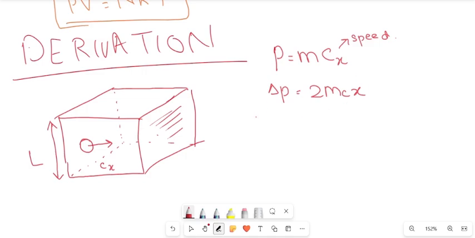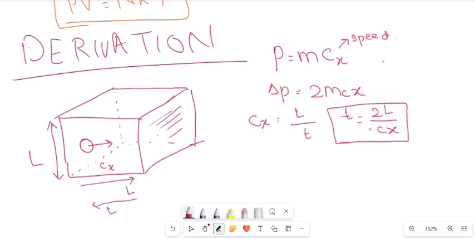Now, this is speed. Do you know what speed is? Speed is distance over time. What's the distance that it's traveling? L. Since this is a cube, this is L, this is L, this is L as well. All of the sides are L. So L over time, right? Now, since we're saying it's a rebound, it's going to travel in this direction, L, and then it's going to travel back in this direction, L, so it's going to become 2L. So time, if you make t the subject, it will be 2L over cx. Okay, I hope this makes sense.